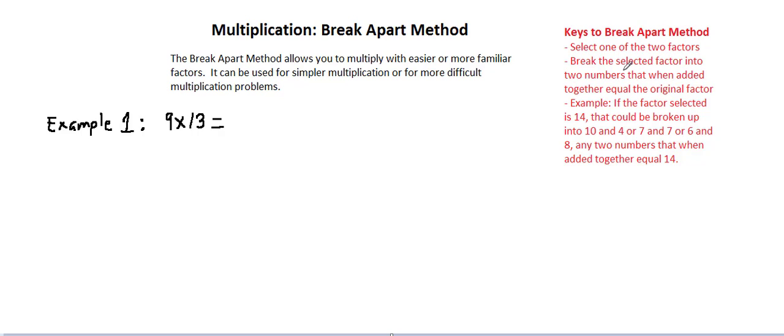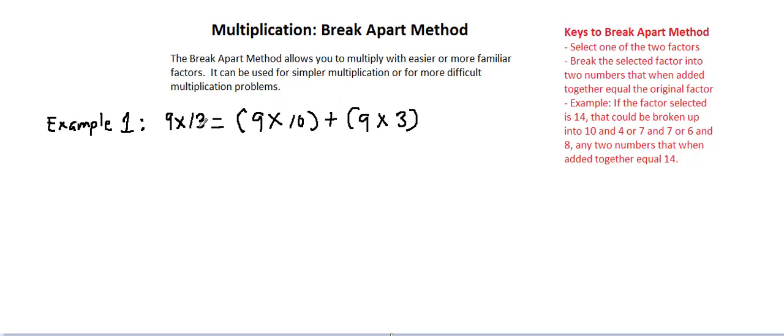Select one of the two factors. Okay, so here I have the problem 9 times 13. I am going to select to break apart the 13. I need to break the selected factor, in this case the 13, into two numbers that when added together equal the original number. So I'm going to break 13 into 10 and 3. So I would do 9 times 10, and I'm going to add that to 9 times 3.